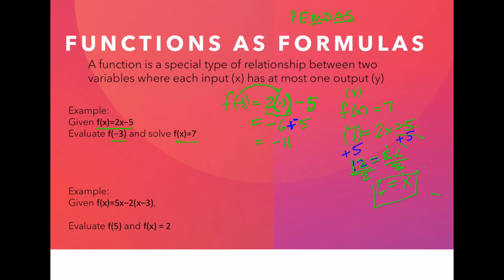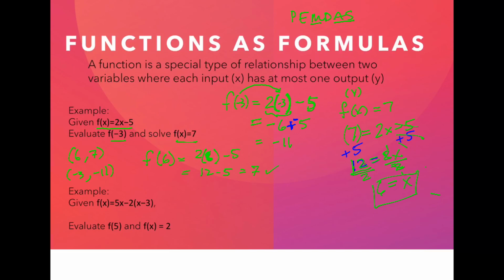And we could see that here. If I plug in 6 and find the f of 6, that's 2 times 6 minus 5. 2 times 6 is 12, and 12 minus 5 is 7. So that checks. On a graph, the input of 6 gives me an output of 7. Also, the input of negative 3 gives me the output of negative 11.